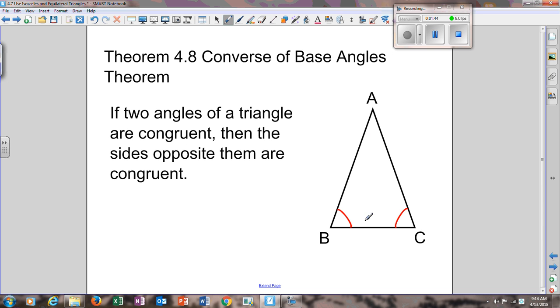Next is theorem 4.8. It's the converse of the base angles theorem. So the last one said that if these two sides were congruent, then these two angles were congruent. This one says if these two angles are congruent, then the sides that are opposite those angles are congruent. So this would be CBAT. This is the converse of the base angles theorem.